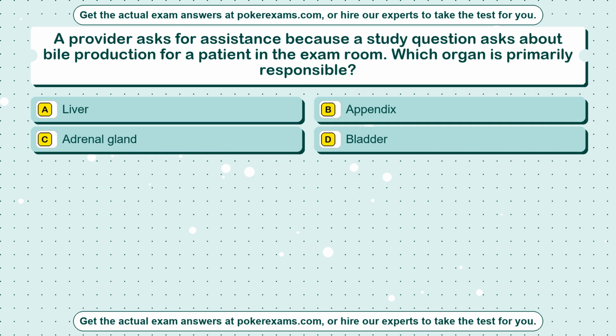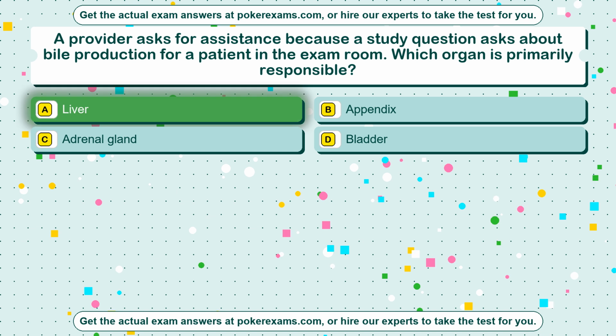Question 57. A provider asks for assistance because a study question asks about bile production for a patient in the exam room. Which organ is primarily responsible? Option A. Liver. Option B. Appendix. Option C. The adrenal gland. Option D. Bladder. The correct answer is option A.